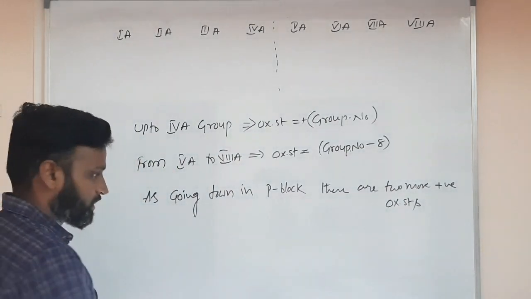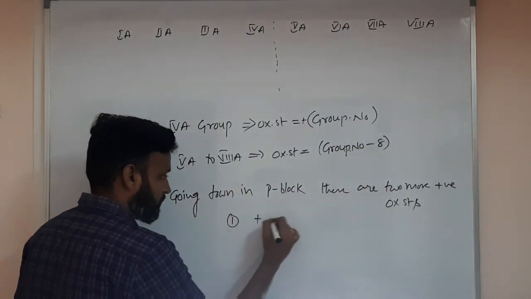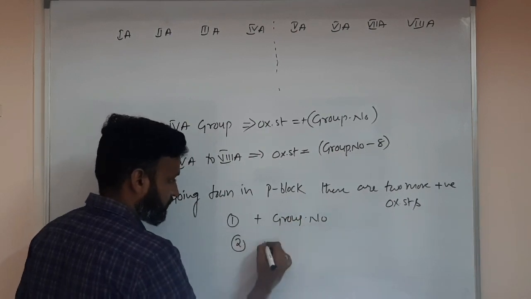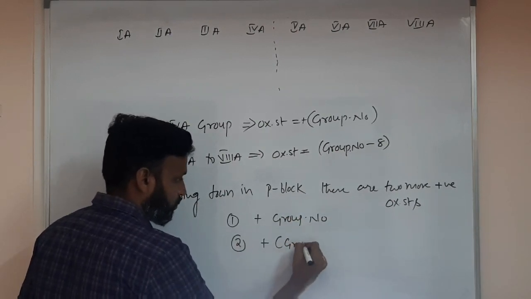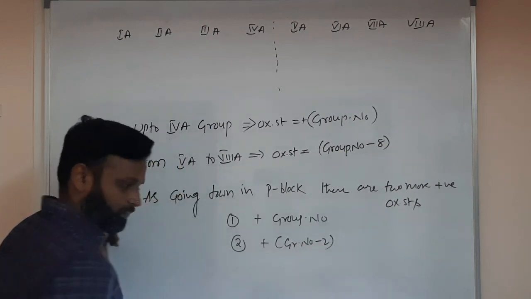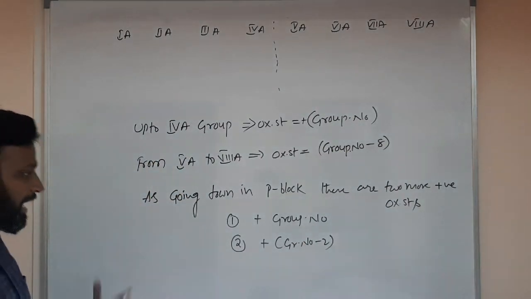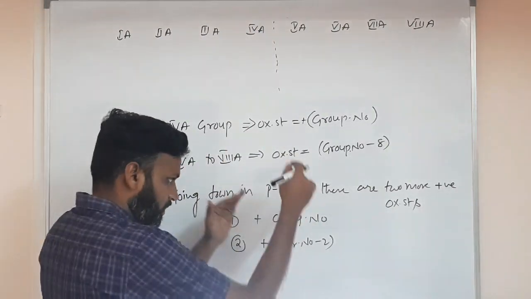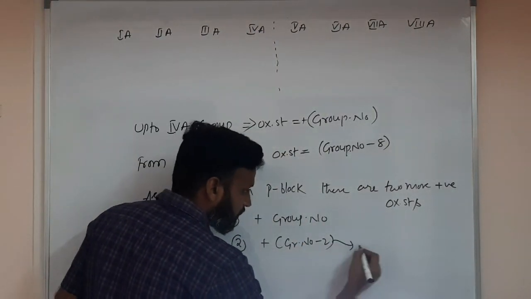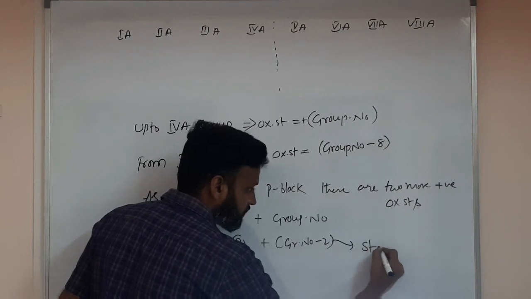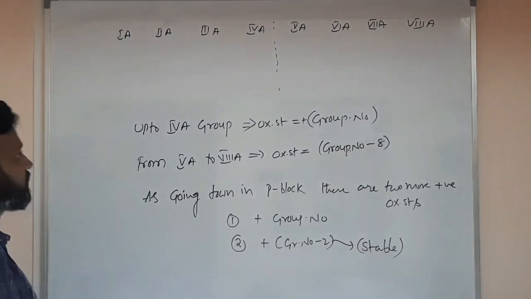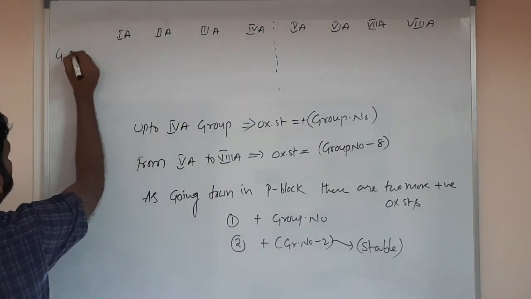Two more positive oxidation states. One is plus group number and the second is plus group number minus 2. Only positive ones will come. And same story as I said, which one is more stable as going down? Group number minus 2 oxidation state is more stable as going down. So very simple, now write down the general oxidation state.